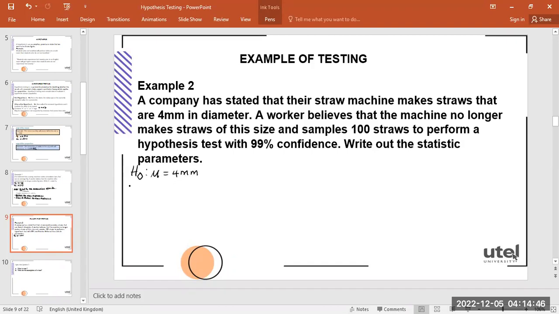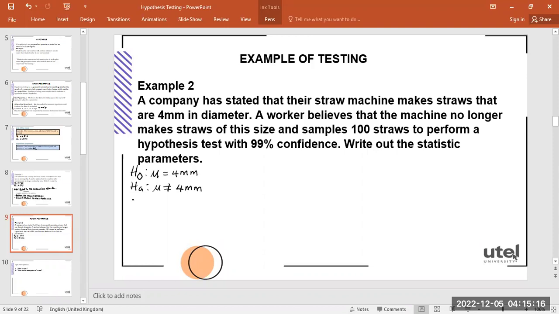And then we are told that a worker has an alternative hypothesis, which is that he believes that the machine no longer makes 4 mm diameter straw. So that means that our HA is going to be such that mu is not equal to 4 mm.